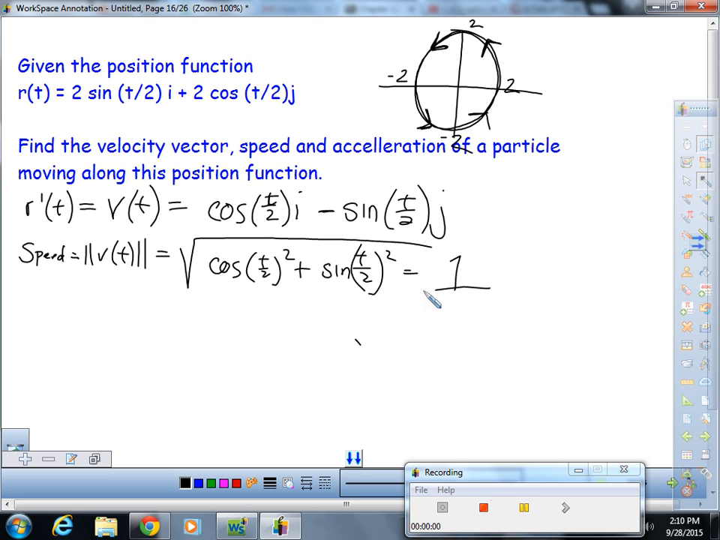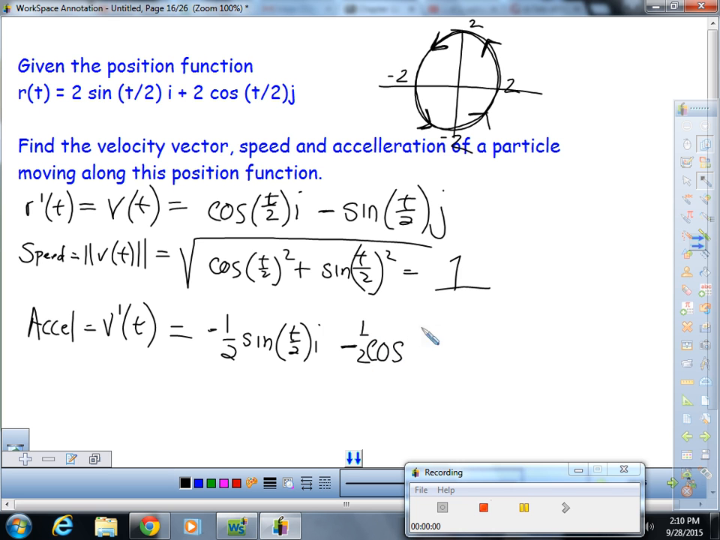Okay. All right. So our speed is constant. I want you to remember that for something we're going to talk about a little bit later. All right. Now, our acceleration vector is the derivative of our velocity function. So the derivative of cosine is negative sine, so that's going to be negative 1/2 sine of t over 2 i, and then the derivative of sine is positive, so that's going to be a negative because it's already negative, 1/2 cosine of t over 2 j.